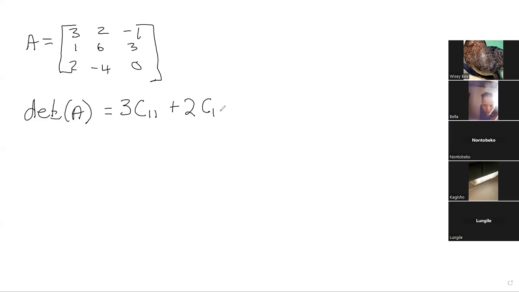2 is in row 1, column 2. And then plus minus 1 cofactor, it's in row 1, column 3. It's always like this. That's your cofactor expansion. You're going to take the entries with their cofactors, and then you can find the cofactor of C11. Basically, that means you need to find the M11. So we can find M11.